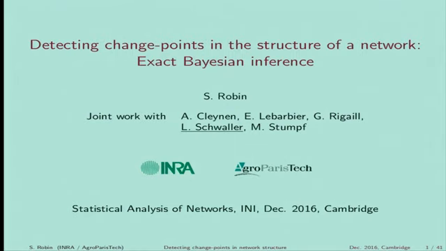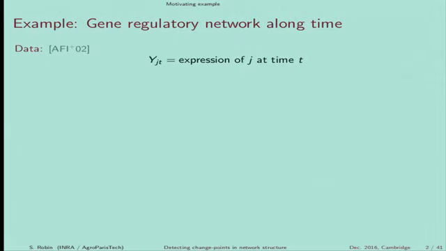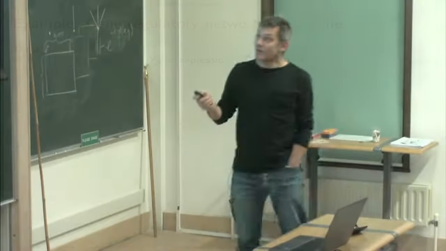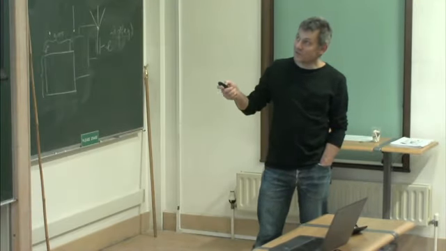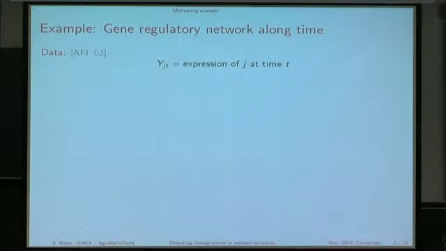So I decided to start with an example to explain the kind of problem I would like to be able to solve, and the problem is the following. It's a kind of generic problem. My problem is in gene expression, but I will have several other examples. So suppose you have data like this. It is Y_ijt, the expression of gene j at time t.